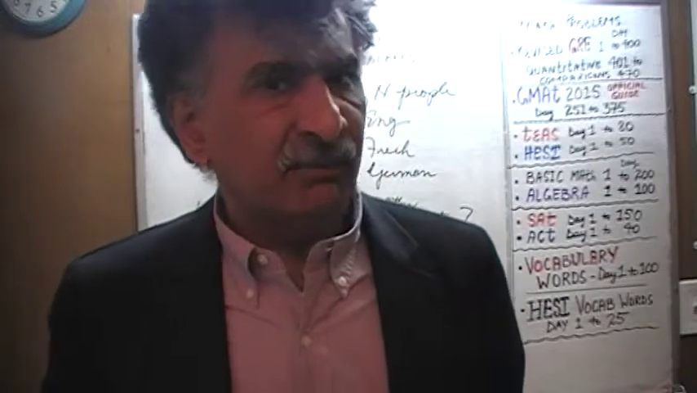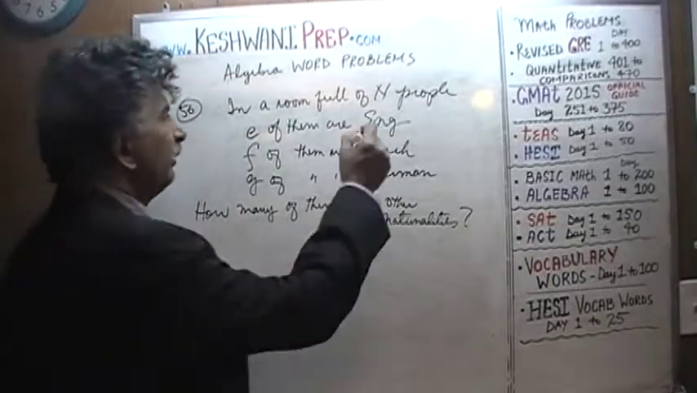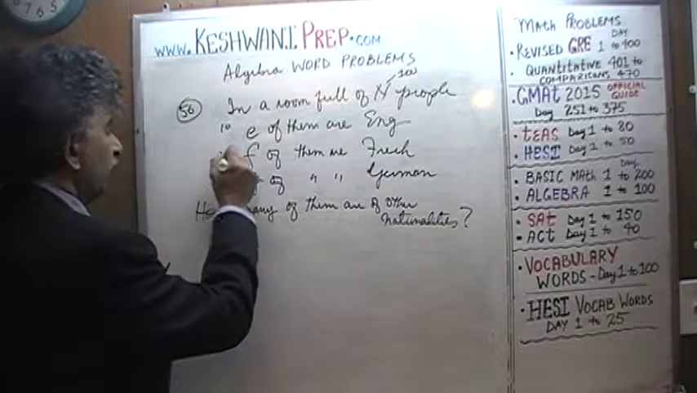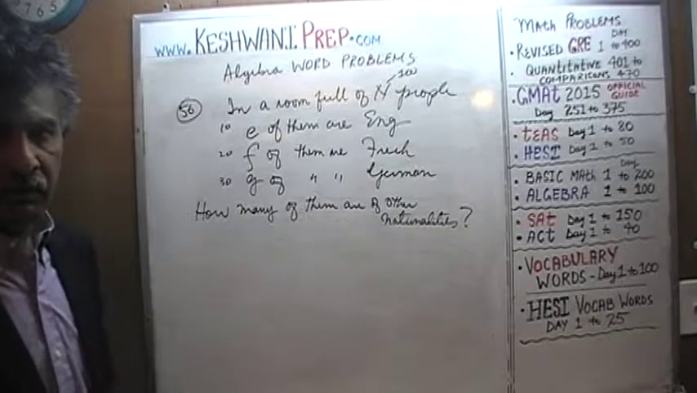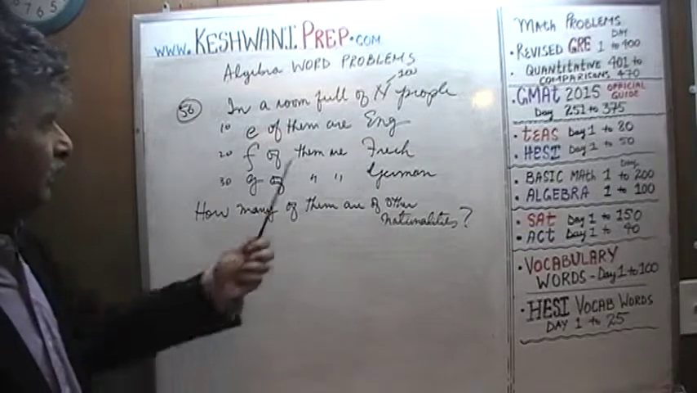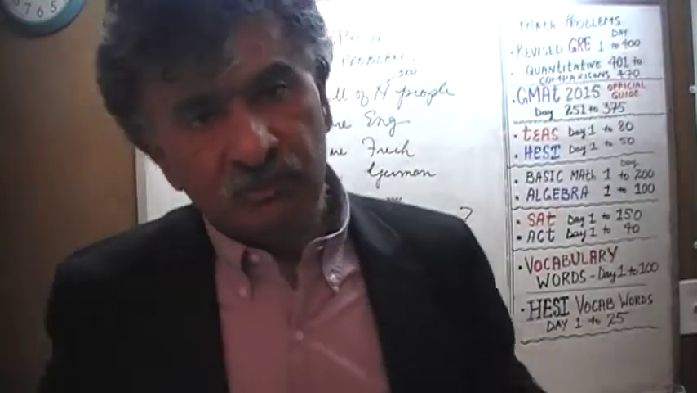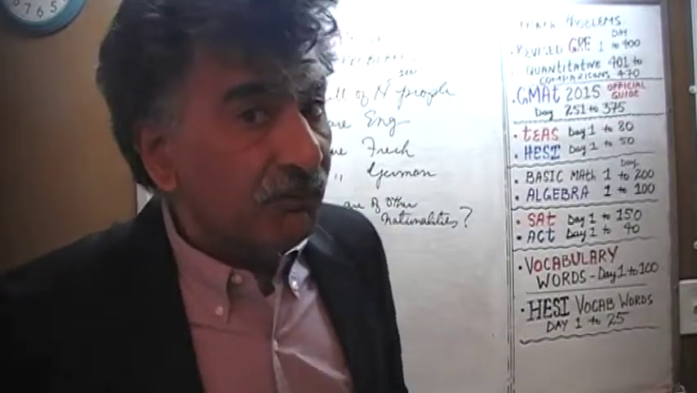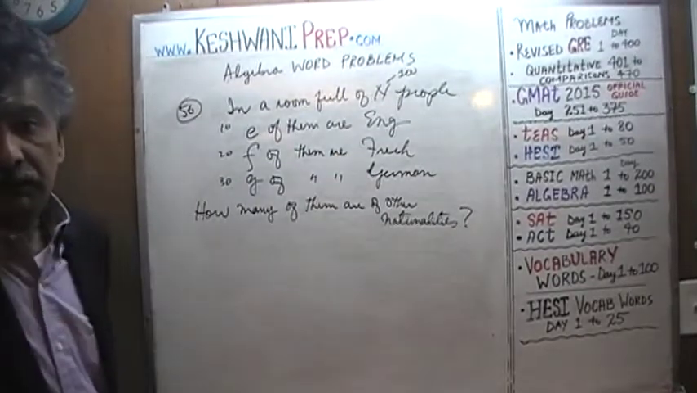So let's look at it as an arithmetic problem. If we had a room full of 100 people, and if we were told that 10 of them are English, and 20 of them are French, and 30 of them are German, how many of them are of other nationality? What would we have done? We would have simply added up these three numbers, 10 plus 20 plus 30, which is 60. We have a total of 100. We have 60 people who are either English, French, or German, which means there must be 40 people of other nationality. How did we get 40? We simply subtracted these three numbers from 100. That's exactly what we're going to do here.